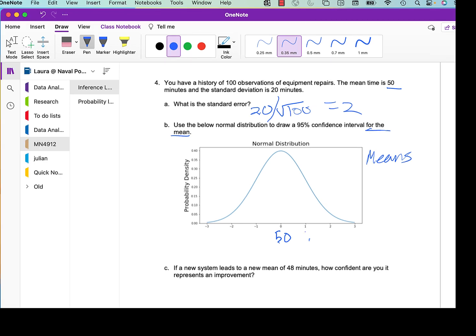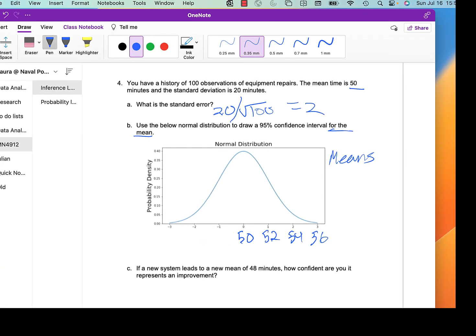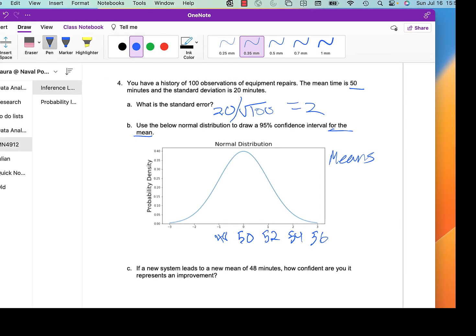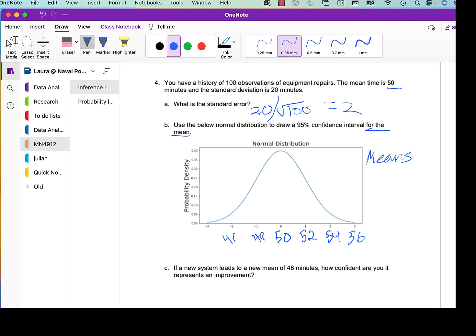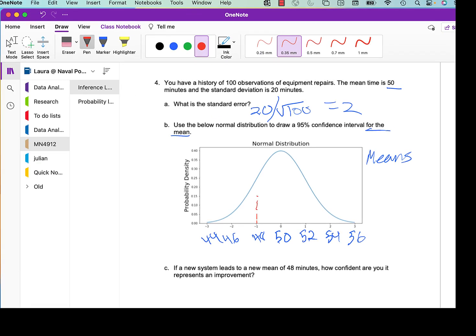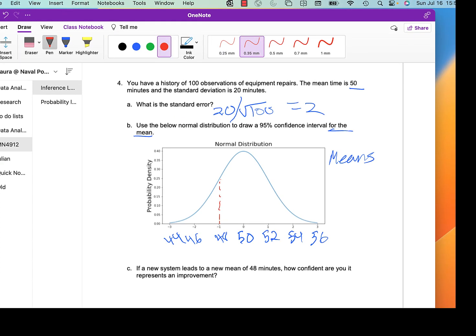We have 50, so 52, 54, 56, 48, 46, and 44. Having a little fun with color. If a new system leads to a new mean of 48 minutes, how confident are you it represents an improvement? Well, that's at -1 standard errors.